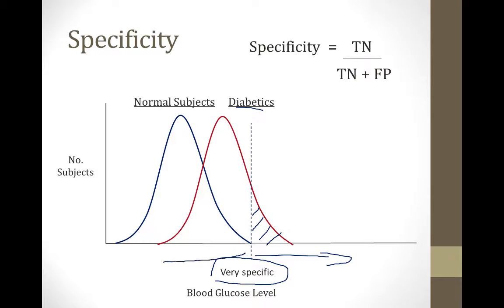On the other hand, if you're negative from a very specific test, it doesn't mean that much. You may be a true negative, like all these patients under the blue normal curve here, or you may be a false negative, like all these patients under the red curve here. The negative result is not that meaningful, but the positive result is very meaningful and is most likely true.